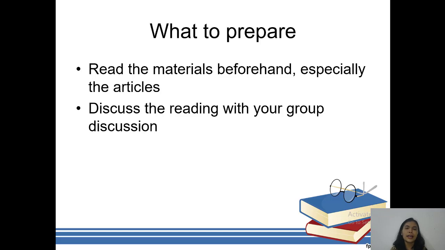Then after that, I want you to discuss the reading with your group. As you know, you have a group to work on your assignments and your final project. So you will have a mini discussion with your friends in the group, and then inform the class what you have read and what you have discussed in your group.